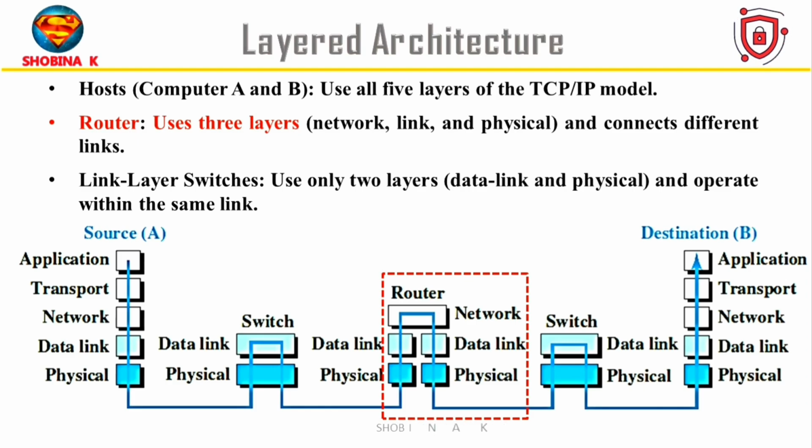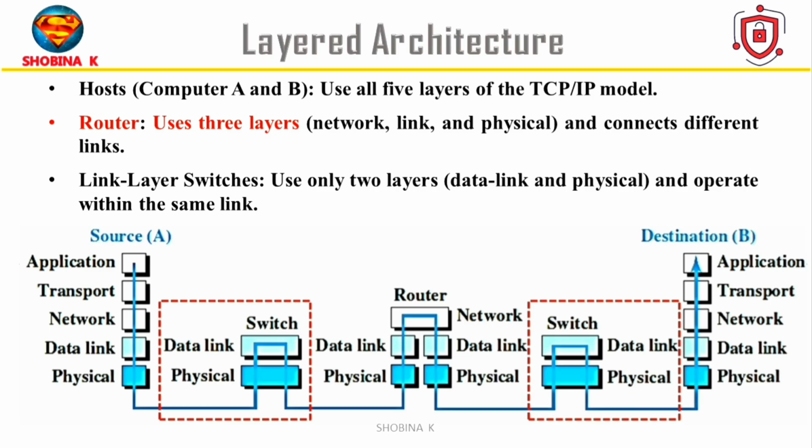For example, the router in the figure connects to 3 links, but the message from source A to destination B only goes through 2 links. And each of these links may use different protocols. A link layer switch, on the other hand, only operates at two layers, which are the data link and physical layers.